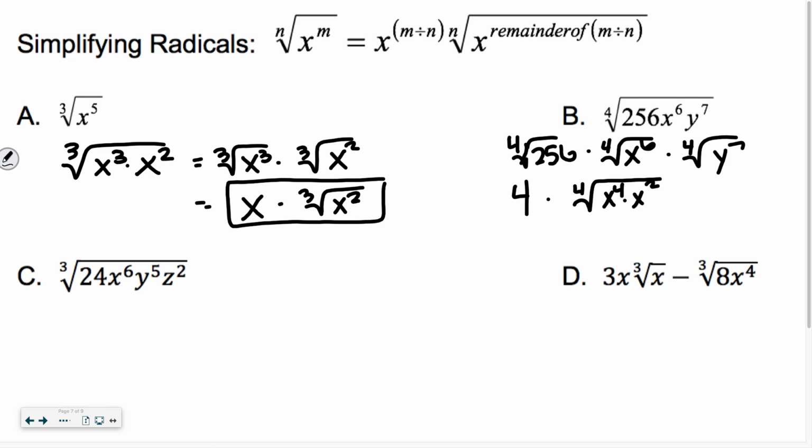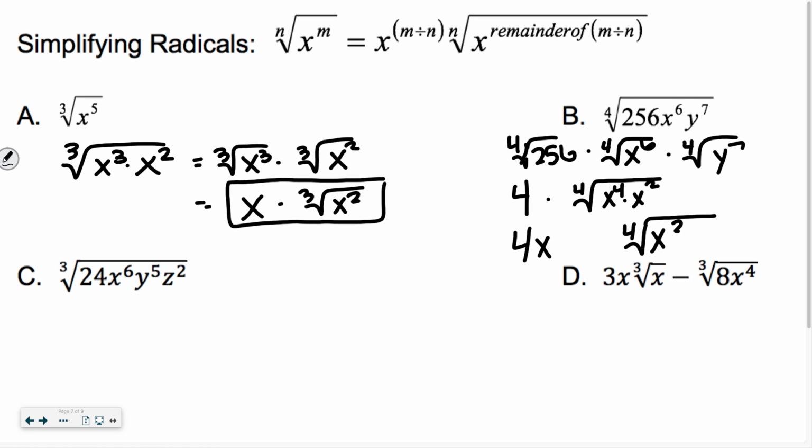And then do the one that you can do the 4th root of nicely. So the 4th root of x to the 4th is x. That's going to come out with this 4. And then can you do the 4th root of x squared? No, you don't have enough x's to do a fourth root, so that's going to stay under the fourth root. So just do it one part at a time. I just did the x's. Now I'm going to do the y's.